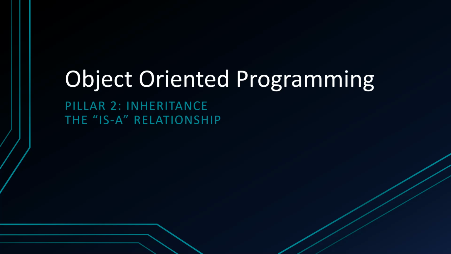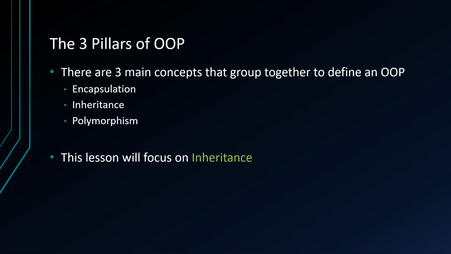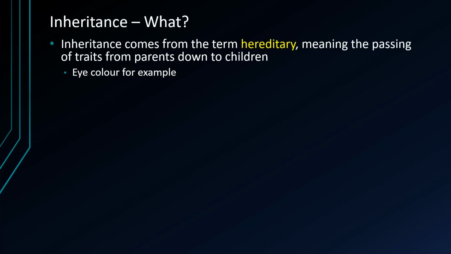So what is that second pillar of object-oriented programming? It's inheritance. And today we're really going to be focusing on what this actually means and the ISA relationship, what that actually means. So, as we know, there are three main concepts to object-oriented programming. We've already covered encapsulation, today is inheritance, and in the near future we're going to talk about polymorphism.